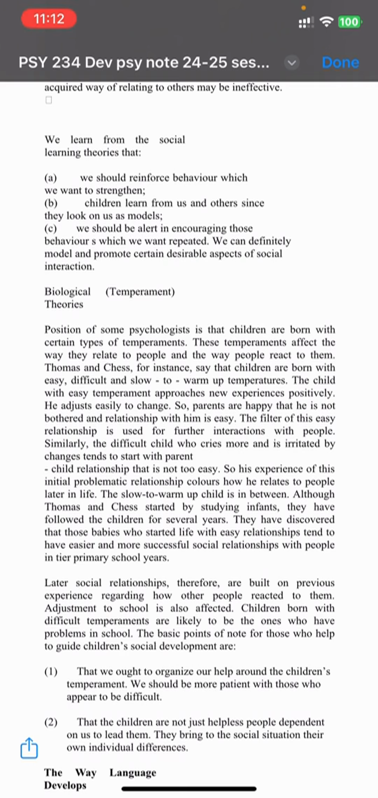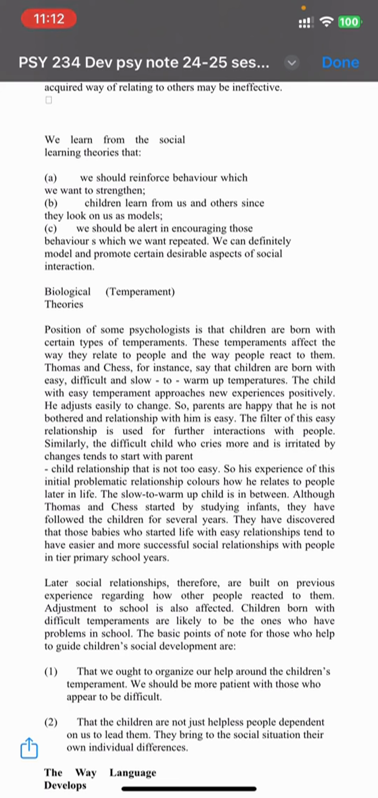Now, the position of some psychologists is that children are born with certain types of temperament. These temperaments affect the way they relate to people and the way people react to them. So basically, what this part is trying to say is, as a parent or as a teacher, you need to understand that children have different types of temperament. Children are not just products of society, they have their own personality, and teachers should be able to understand and teach them according to their temperament.